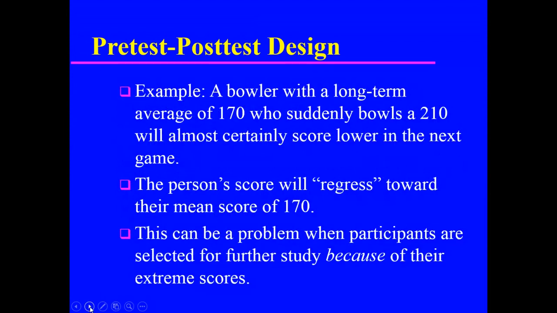Suppose you are a bowler and your long-term average is 170, but all of a sudden you just got better and bowled one game of 210. But you normally don't do 210, so your score will regress back to 170 eventually. After your 210, your next score might be 172. So you have to be careful of these extremes in score, because those will have an impact on your final results.